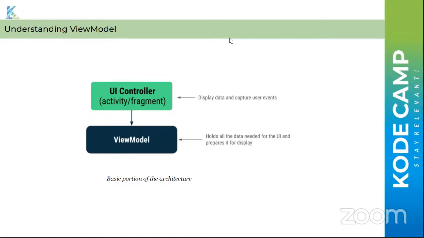Instead, your decision-making logic about data should be added to your view model. So you can see from here, your UI controller displays data and captures user events. That's the only thing it should do. Your view model should hold all the data that your UI needs and prepare it for display. So let's talk more about the view model. I've talked about the UI controller.